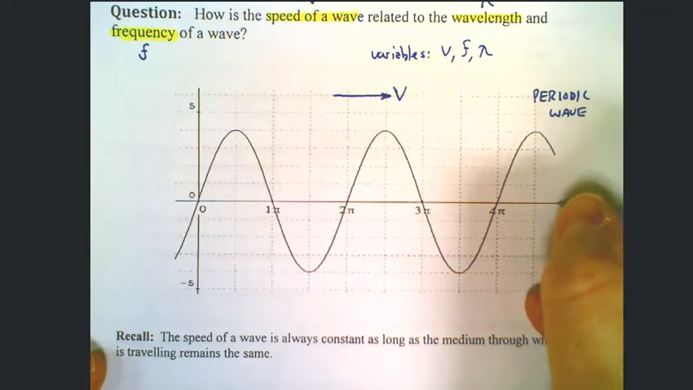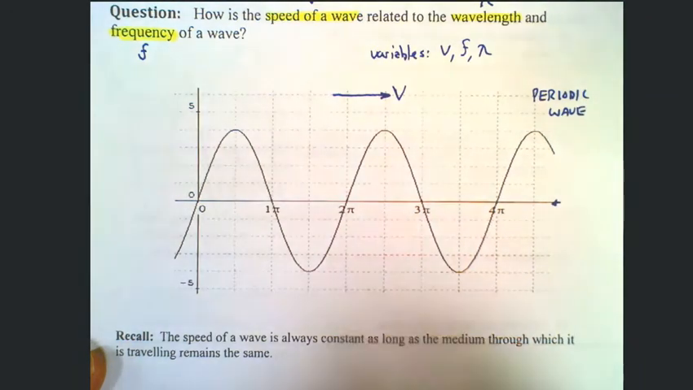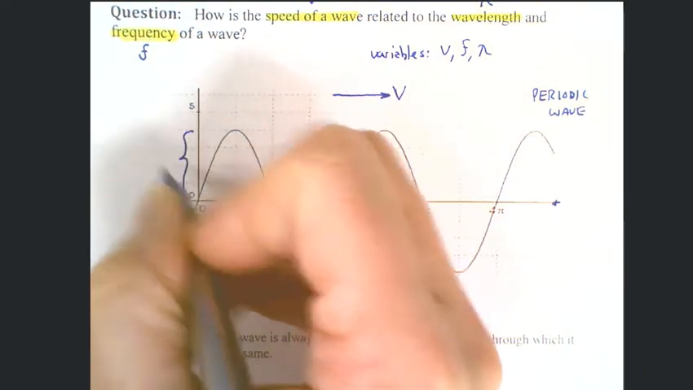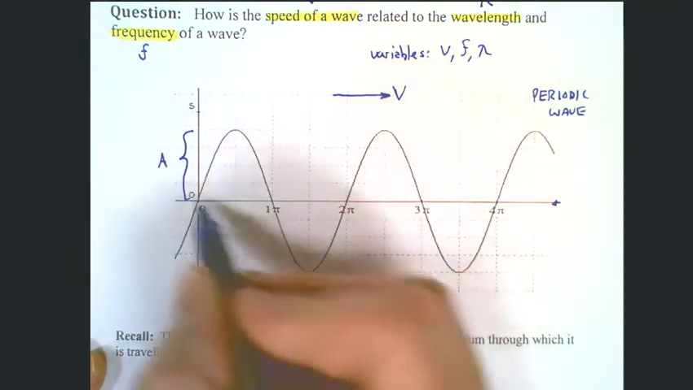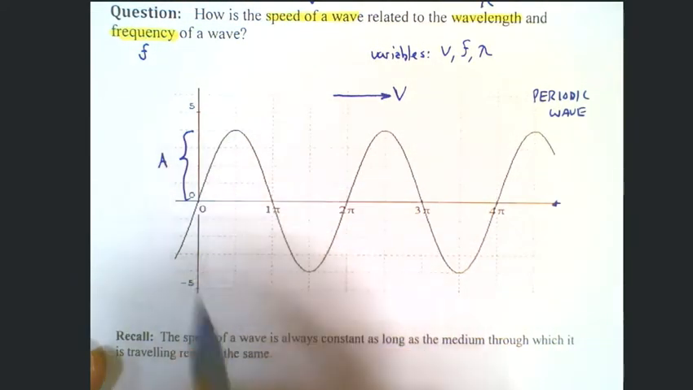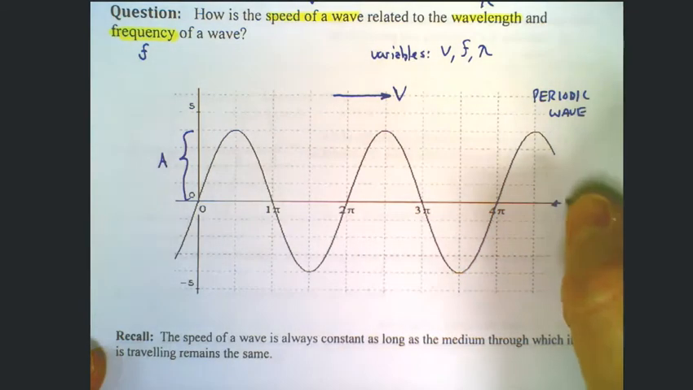We know that we've got our rest or equilibrium position here. The amplitude of the wave is given by the rest position to the top, or the rest position to the trough. Okay, and this here is our equilibrium.